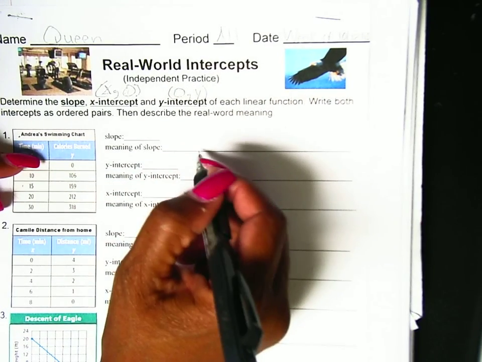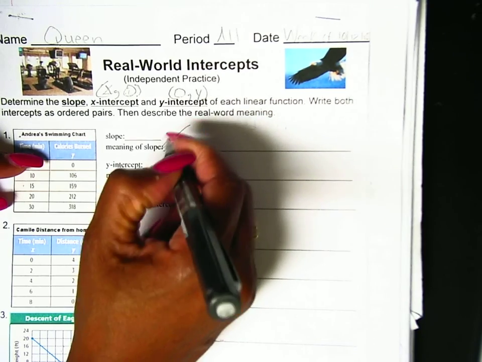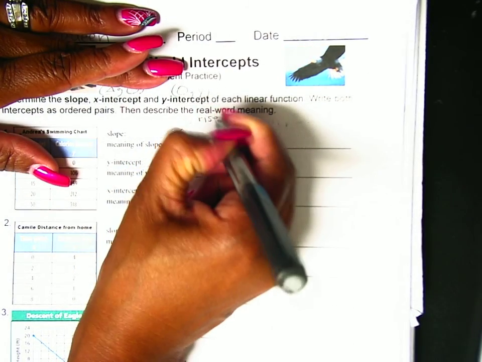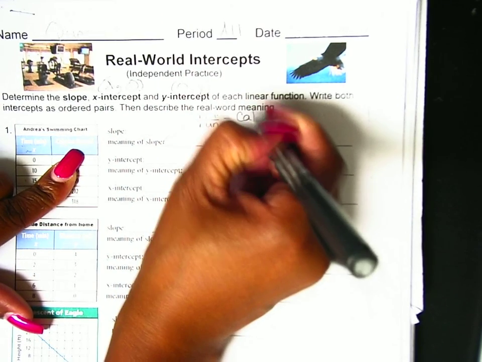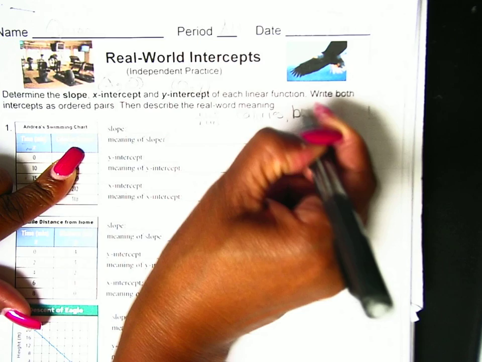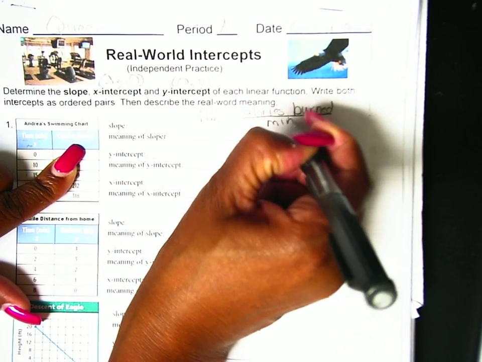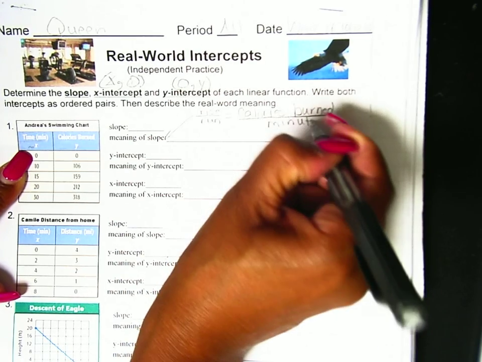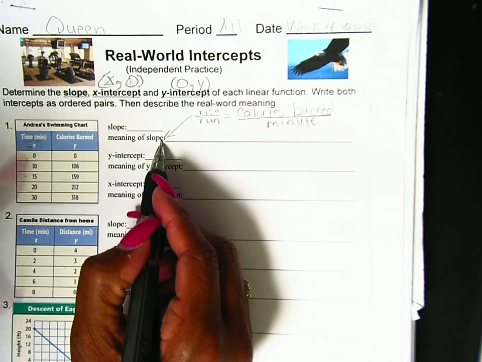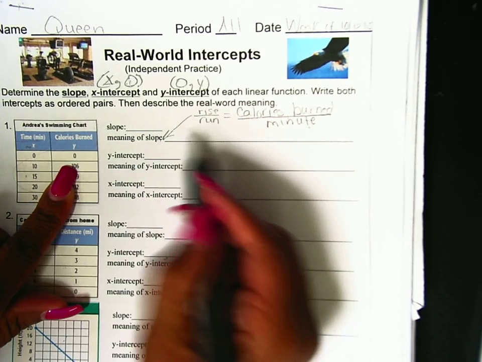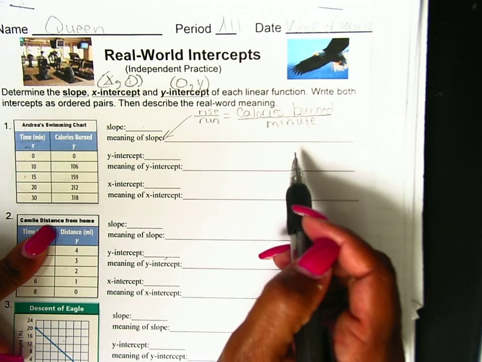With the real world meaning, you're going to write a complete sentence. To get you started, for the slope, the rise over the run, that's going to be your calories burned per minute. That's the meaning of your slope. However, I want you to find the slope and write it using the number value with the calories burned per minute.